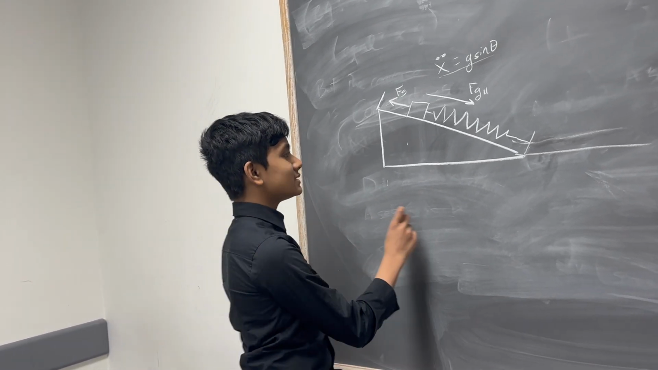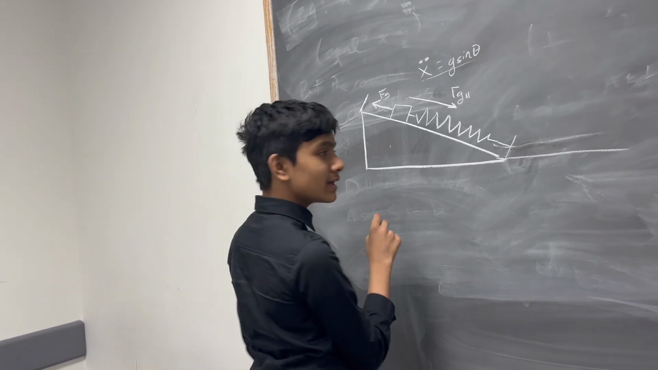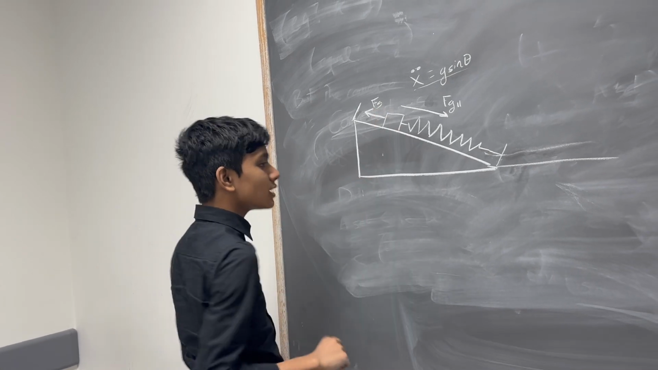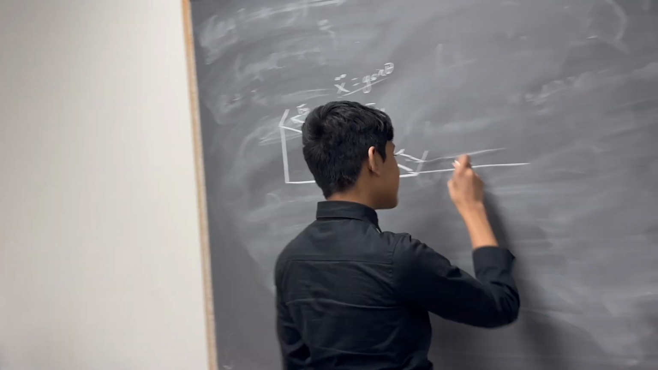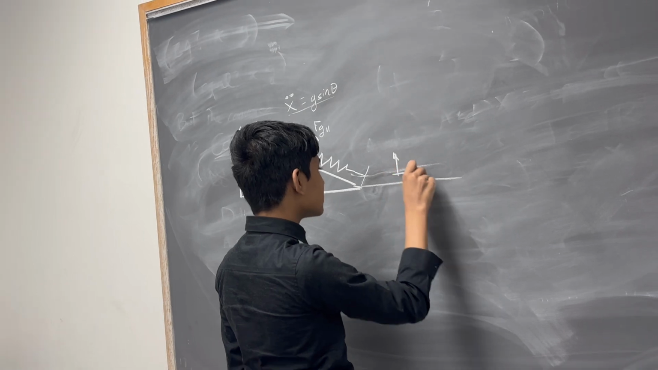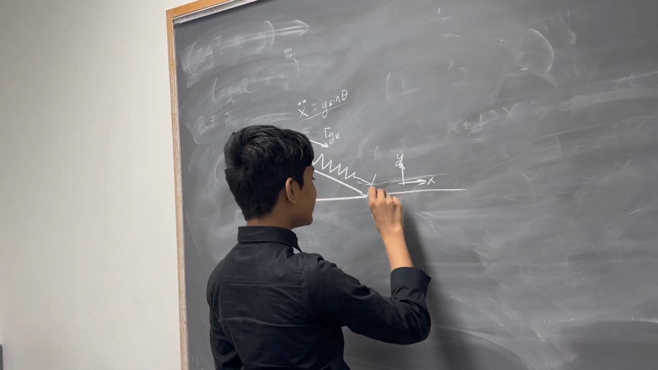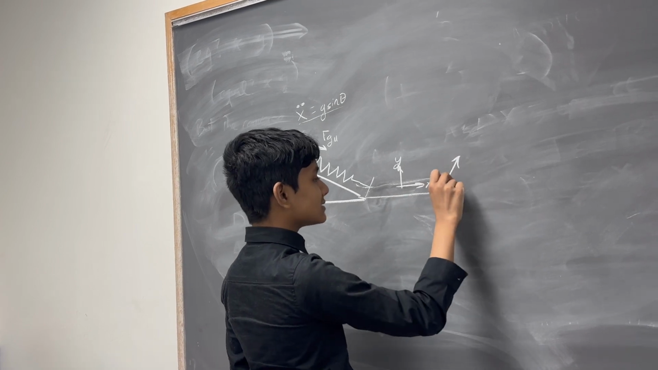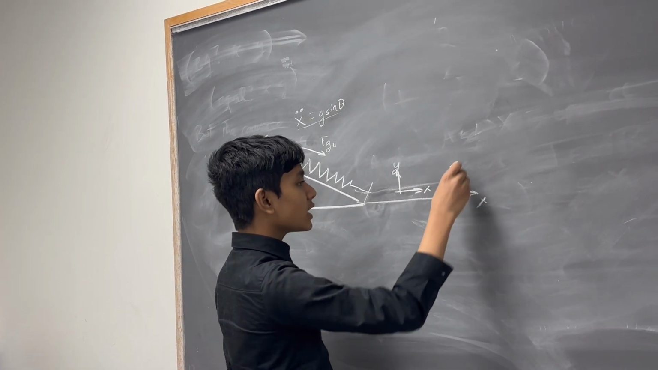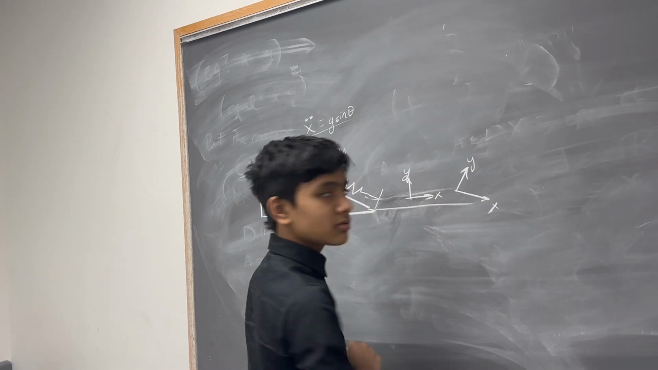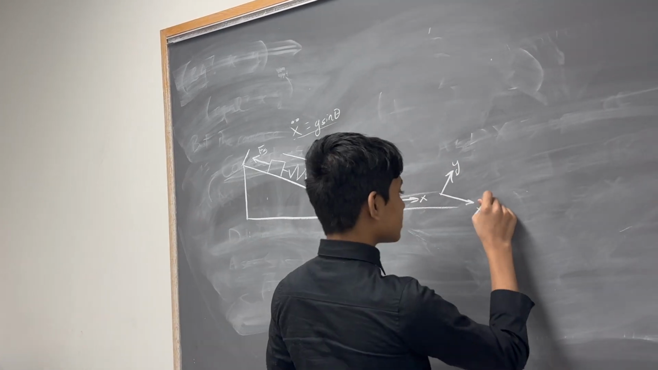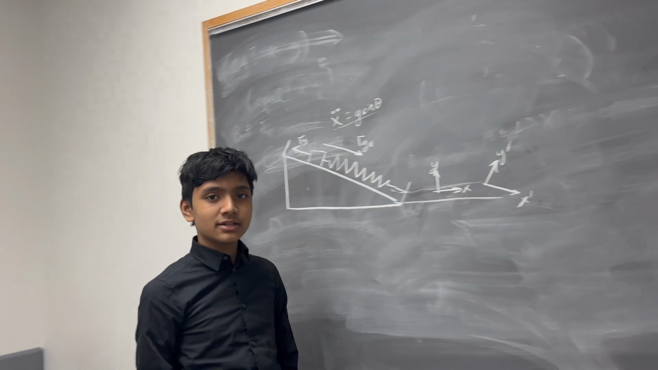So how do we find exactly the equations of motion for this object? Well, we're going to change our system of coordinates. This is the normal system of coordinates, and now we're going to rotate it so that the x direction is parallel to the ramp and the y direction is perpendicular. Why do that? That's a lot easier, as you'll see.